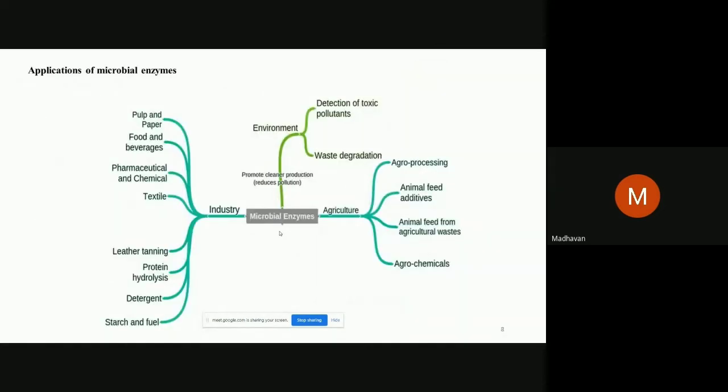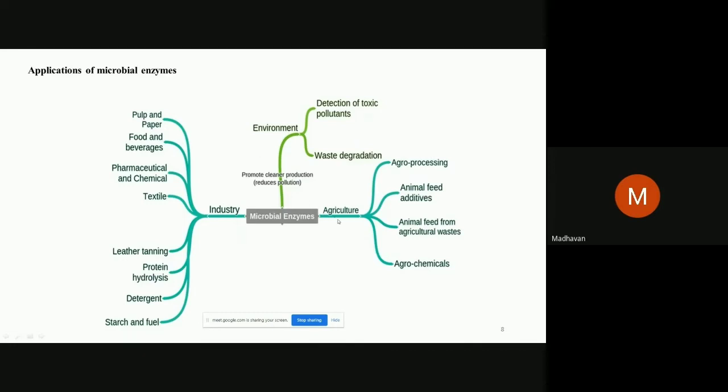Okay, so coming to the applications, I have already given you a glimpse showing that house, and the things in the house. If you take the computer, the paper there, or you come to the dining table, you have the milk products, and your automobiles, your pet animals, their feed. So that is what I have shown here also. Enzymes have a role to play in industry, in environment, and in agriculture.